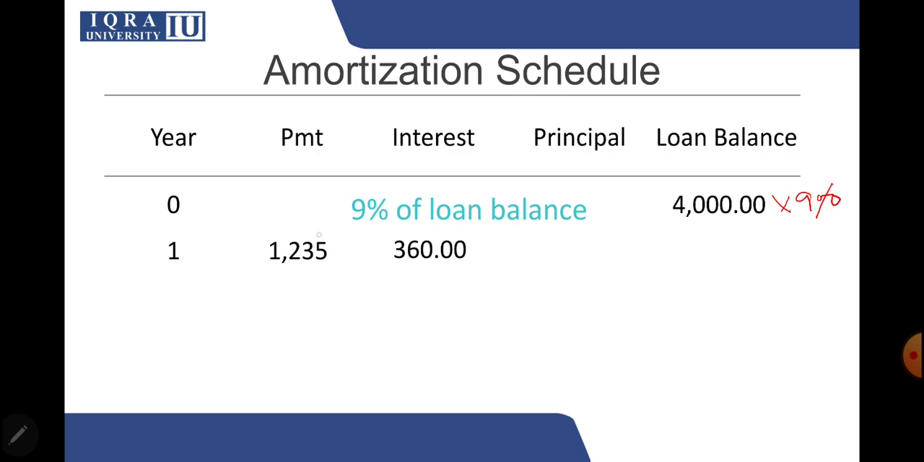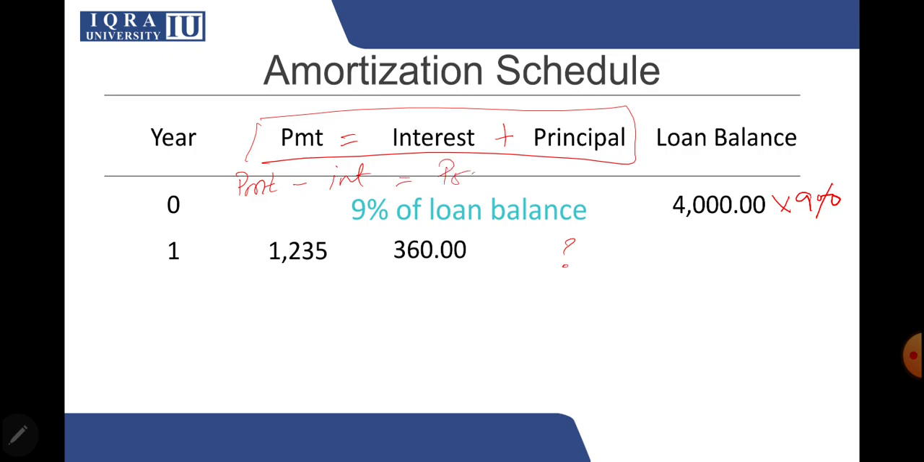So now you know that from this 1235, 360 is your interest amount. So 360 is gone in interest. How much is the amount left that will reduce your principal? In other words, you need to find out your principal amount. So this is your equation. You can get your principal amount by doing PMT minus interest. It will give you your principal amount. So that is what we're going to do now.